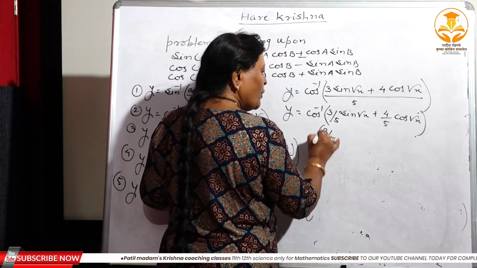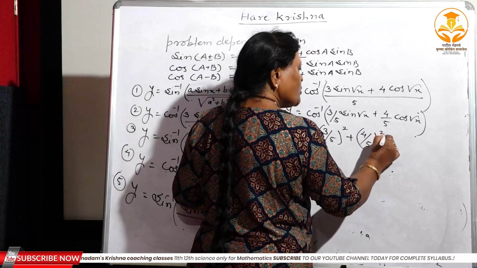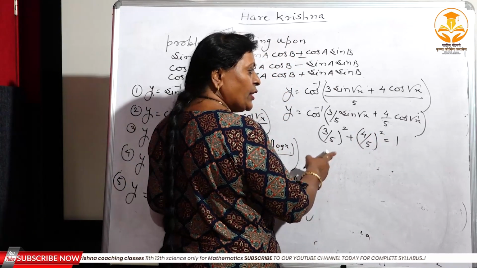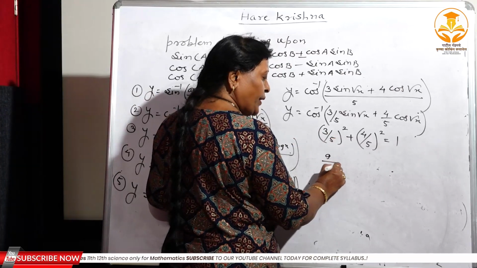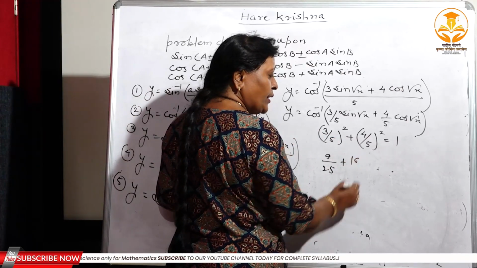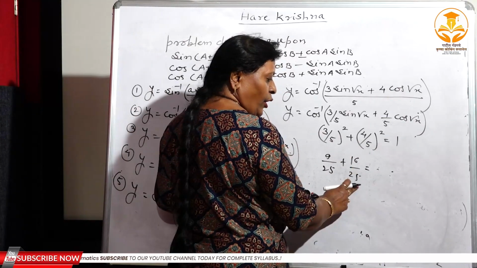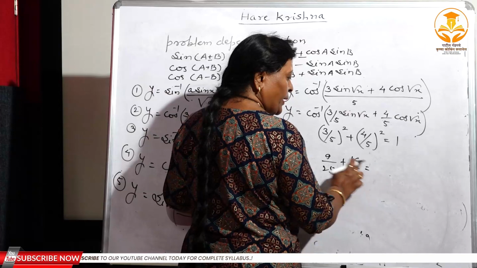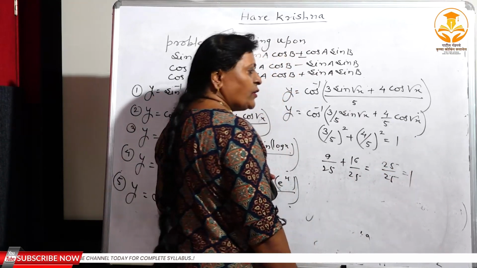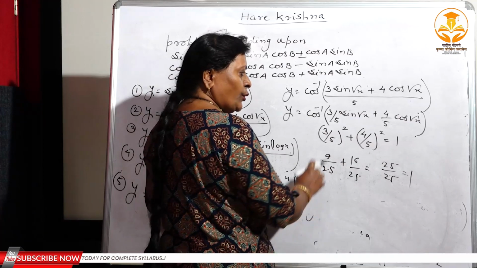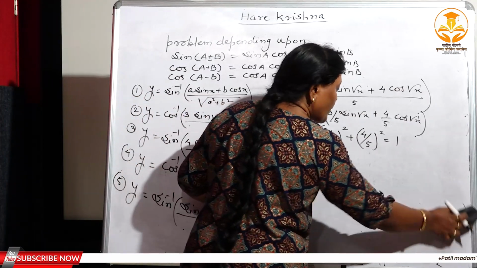3 by 5 whole square plus 4 by 5 whole square, it is always equal to 1. See whether you will get 1 or not. 3 square means 9, 5 square means 25, 4 square means 16, 5 square means 25, right? 16 plus, when the denominator is same, directly add the numerators, 16 plus 9, 25, 25 divided by 25, that is always equal to 1, right? So the sum of their squares is always equal to 1.